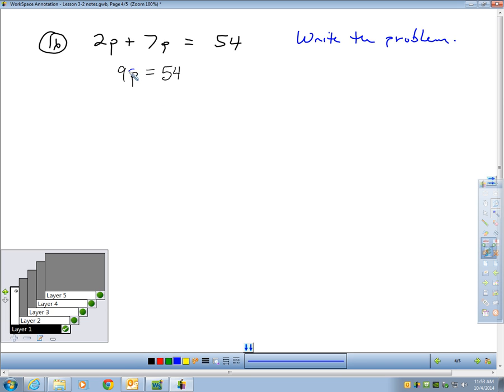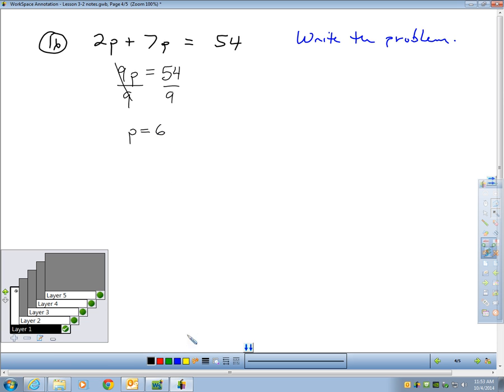Center of the onion's p, the next layer's times 9. I got to get rid of times 9. So how do I get rid of times 9? I have to divide by 9. So I just use the division property of equality. The 9's cancel. 54 divided by 9 is 6.